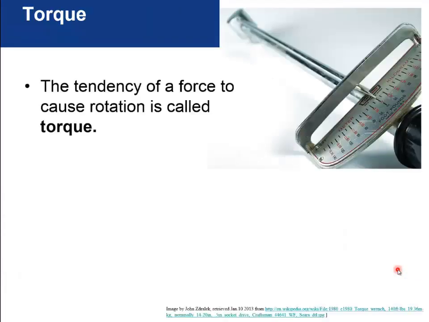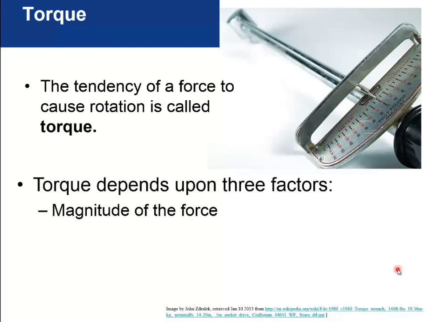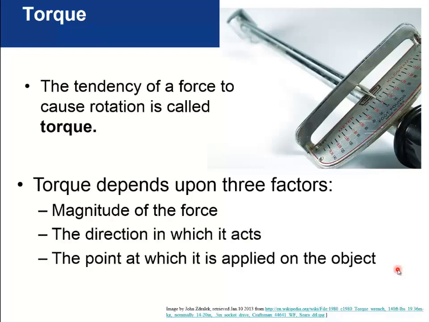Okay, so next section, 10.2, is on torque. Torque is the tendency of a force to cause rotation, and it depends on how big the force is, the direction in which the force acts, and the point at which it is applied on an object. It's important if you're installing a spark plug on your car or tightening a bolt to a certain amount, you can use a torque wrench, which reads torque in foot-pounds. So the SI unit of torque is actually newton meters, newtons times meters.